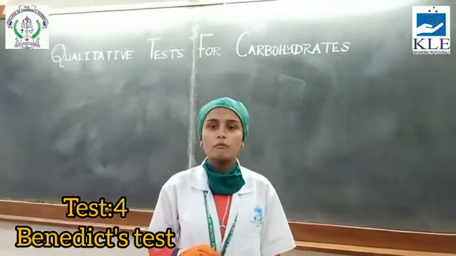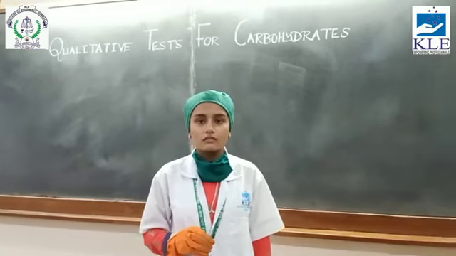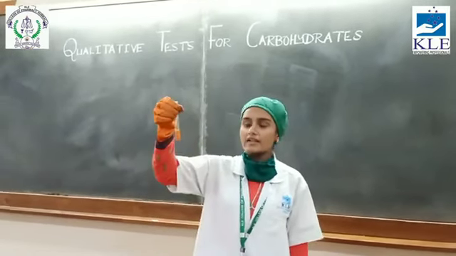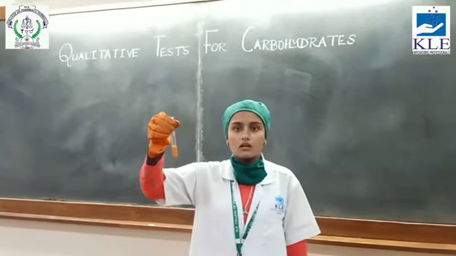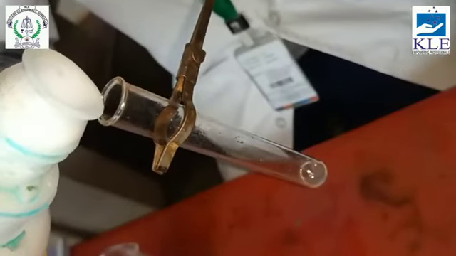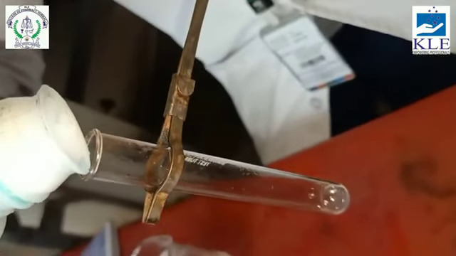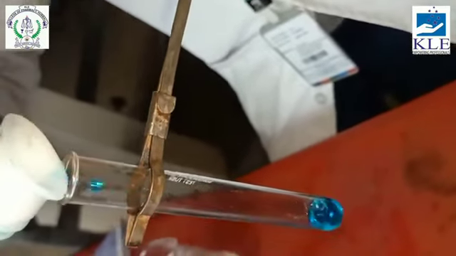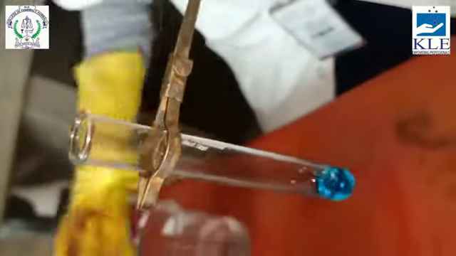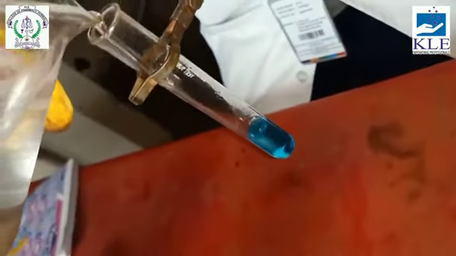Benedict's test. 5 ml of Benedict's reagent plus 8 drops of test solution, mix well, boil and keep it for cooling. By observing it, appearance of orange precipitate, inference, presence of reducing sugar. The fourth test is the Benedict's test. To the 5 ml of Benedict's reagent, we will be adding 8 drops of the test solution. Now we will mix it well and boil for 2 minutes.